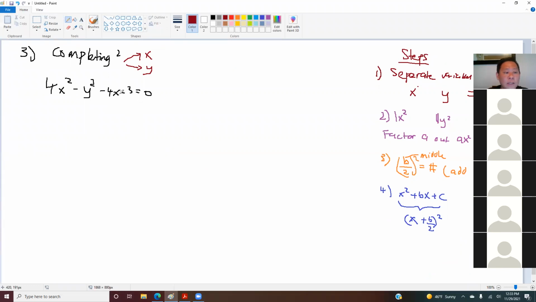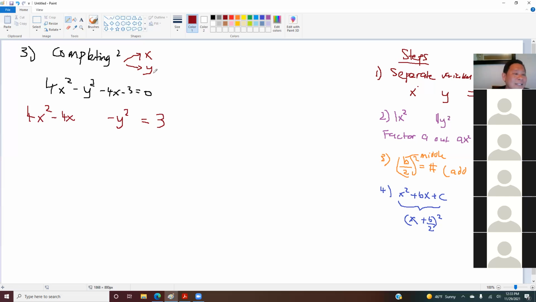For question 3, we got this equation, 4x squared minus y squared minus 4x minus 3. So the first thing we do here is to separate your variables. So I will put all the x squares here, all the x. So I got 4x squared minus 4x here. I got the negative y squared, which is right here. And I will move that negative 3 over here to become a positive 3. So this is your first step, is to separate the variables. X on one side, y in the middle, and the number move it to the other side.